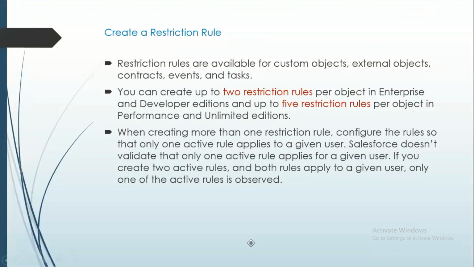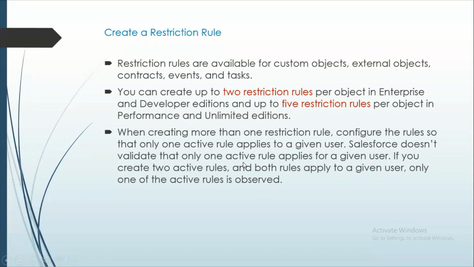You can see here, you can create up to 2 restriction rules per object in Enterprise and Developer editions. Currently we are using Developer edition, right? So we can create only 2, and up to 5 restriction rules per object in Performance and Unlimited editions. Also, as the madam asked, when creating more than one restriction rule, configure the rules so that only one active rule applies to the given user.